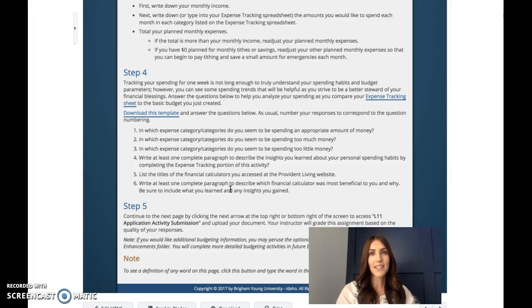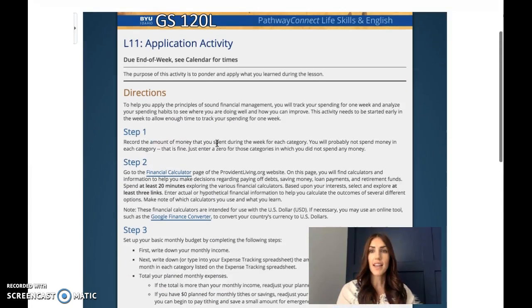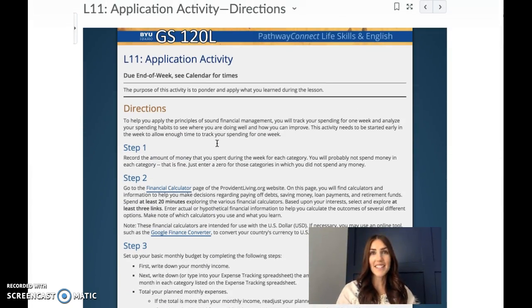That is the application activity this week. So it's kind of a lot. Track your spending, explore financial calculators, and then come up with a budget. So let me know if you have questions, and I'm excited to see what you learn.